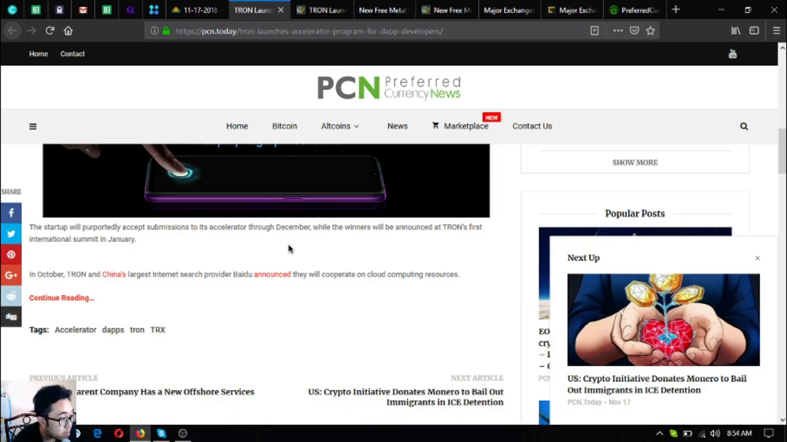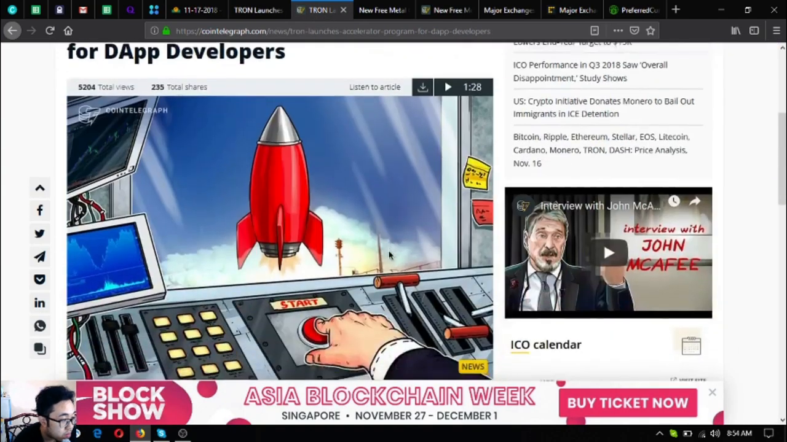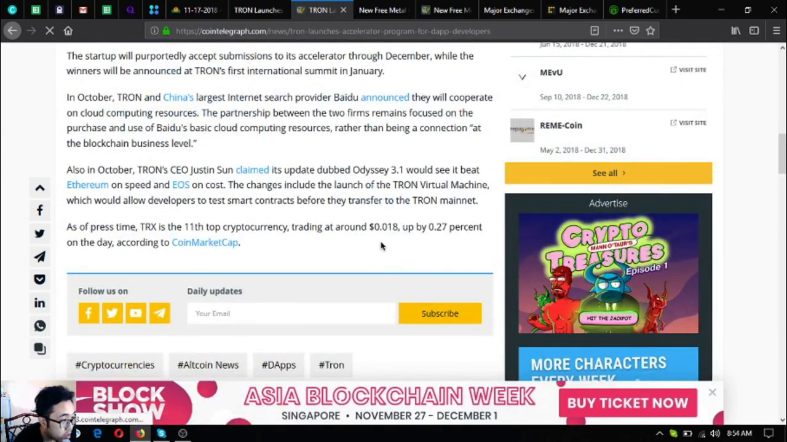The startup will purportedly accept submissions to its accelerator through December, while the winners will be announced at Tron's first international summit in January. In October, Tron and China's largest internet search provider Baidu announced they will cooperate on cloud computing resources, rather than being a connection at the blockchain business level.